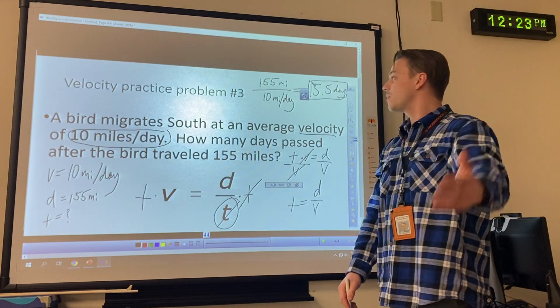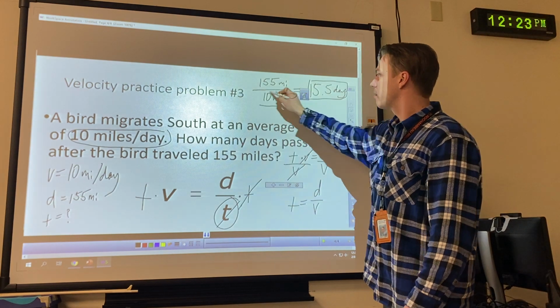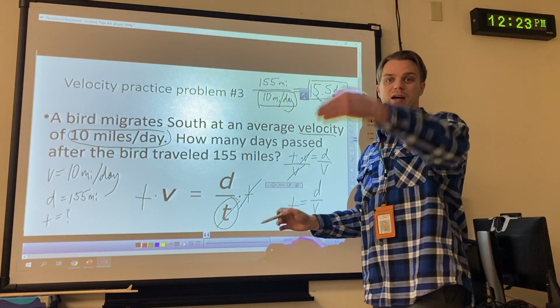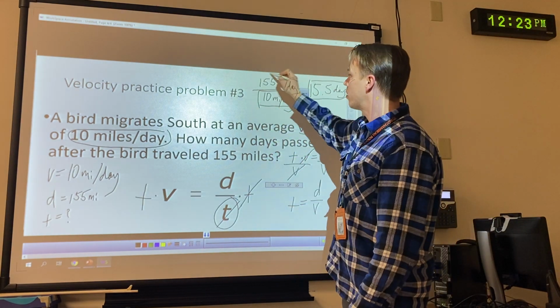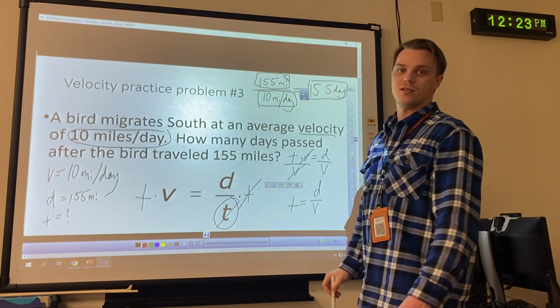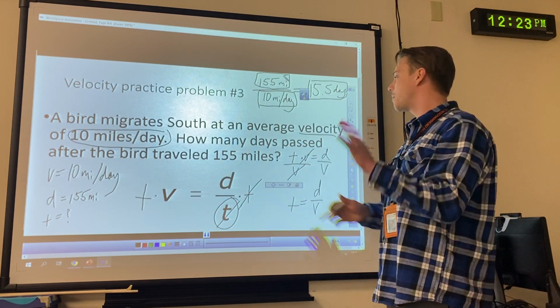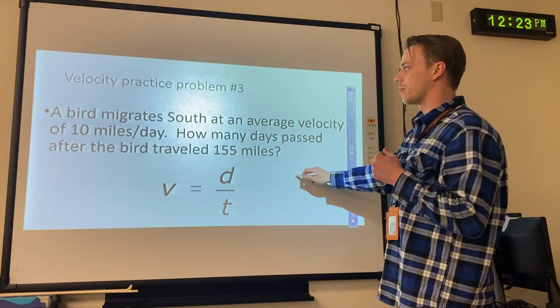So how does this make sense? If a bird travels 10 miles every day for 15.5 days, or 15 and a half days, it will have traveled 155 miles by the end of that journey. So all these numbers end up checking each other out and balancing out, right? So let me just show you how to do this algebra again.